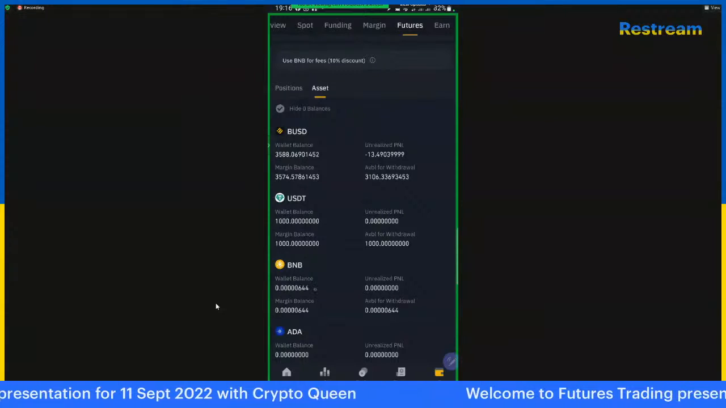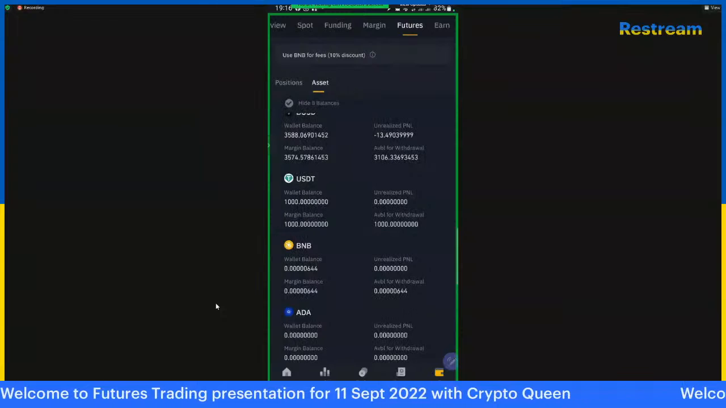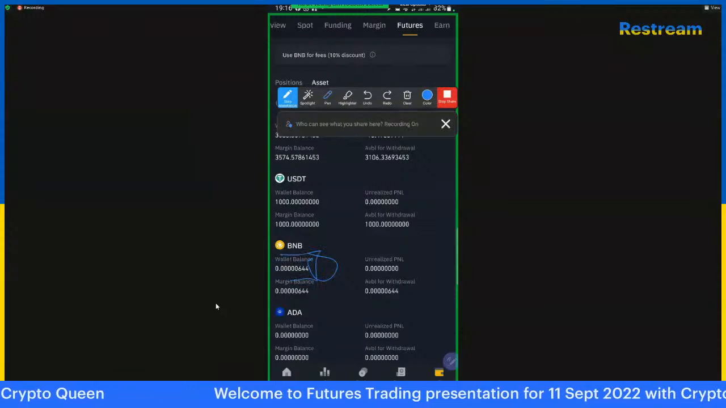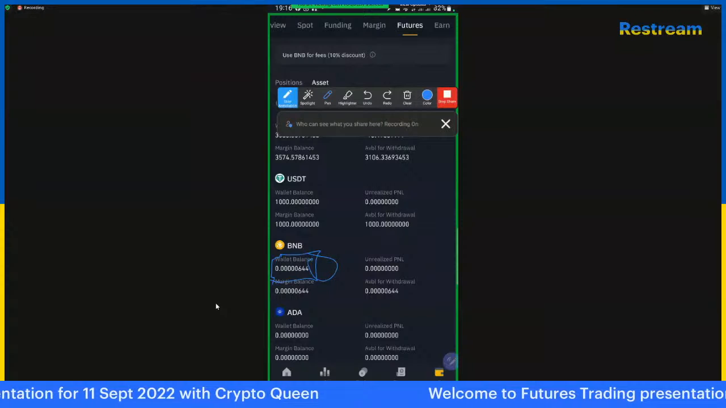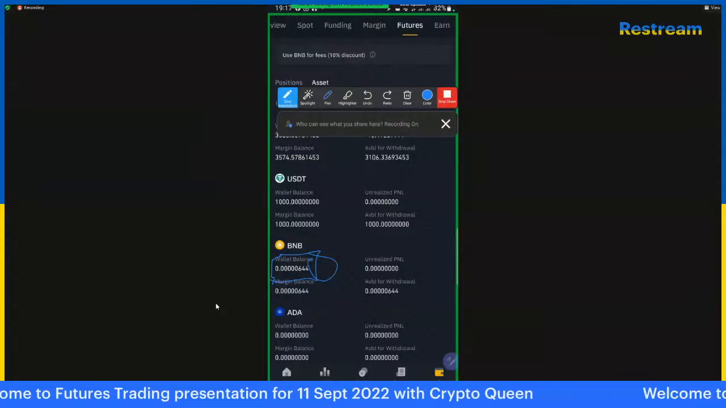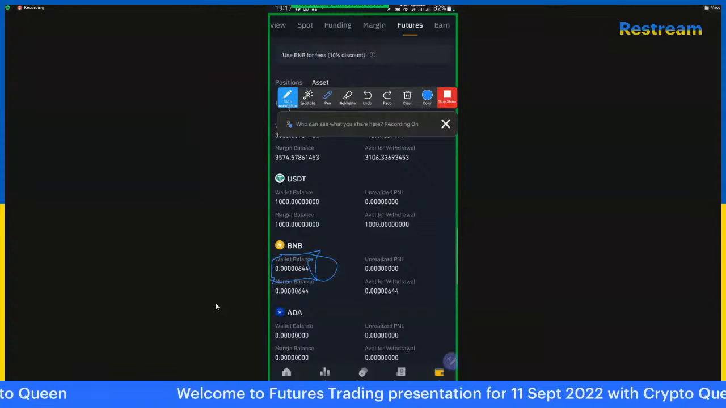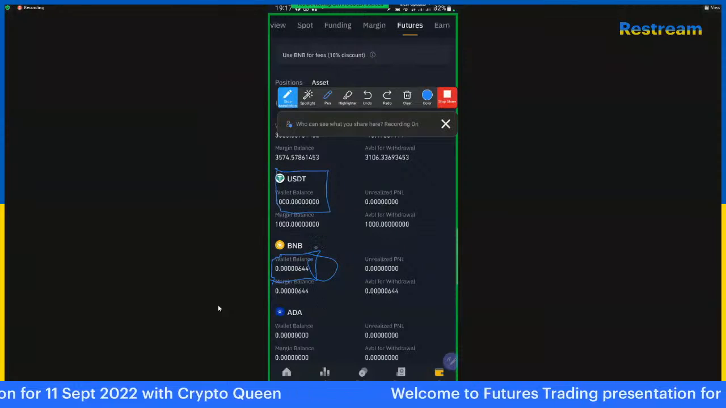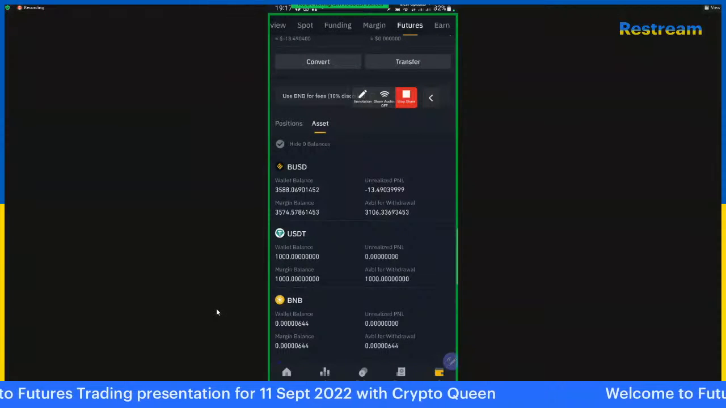If you have BNB, I still have a small BNB remaining here. If you transfer BNB here, when you close the trade, your trade will just take a little gas fee from here. So the transaction gas fee will no longer be taken from your position. So these are the two stable coins I'm trading with. There's BUSD, there is USDT. So moving on.